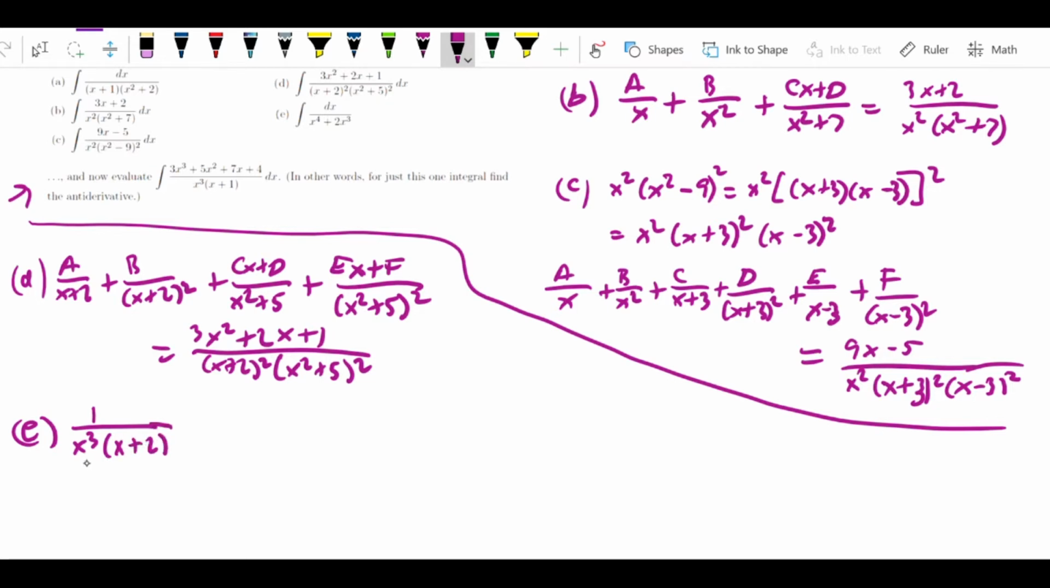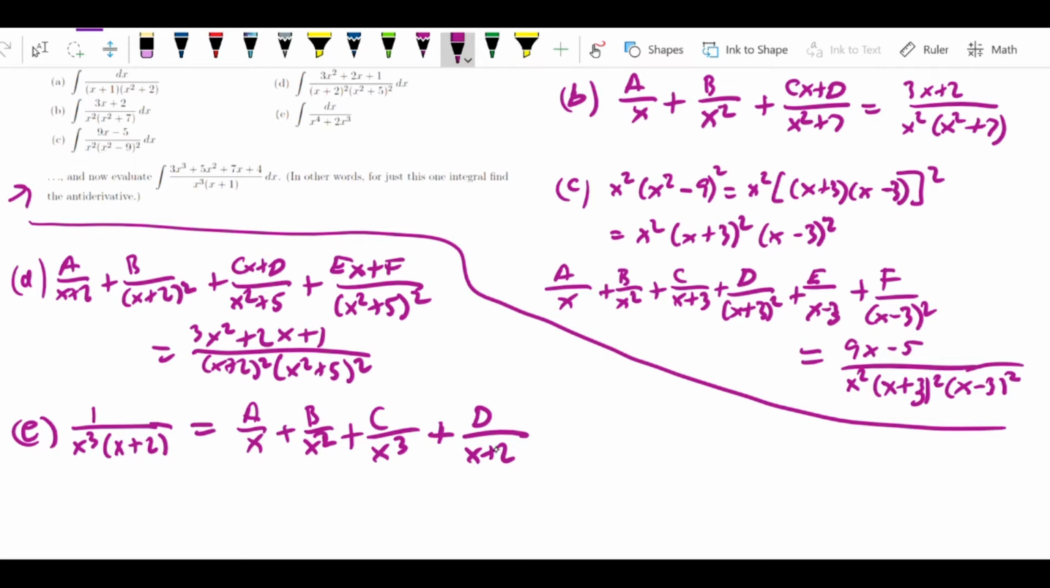So we actually have a thrice repeated linear factor of x, and then another linear factor that's not repeated of x plus 2. So that's just going to equal a over x plus b over x squared plus c over x cubed. Recall, that's how we deal with a linear factor that's repeated 3 times, is we use all the powers starting at 1 up to the highest power, and then x plus 2 is not a repeated linear factor, so it looks like that. Okay, so that's the answer to E.